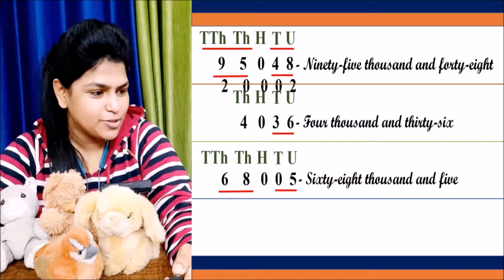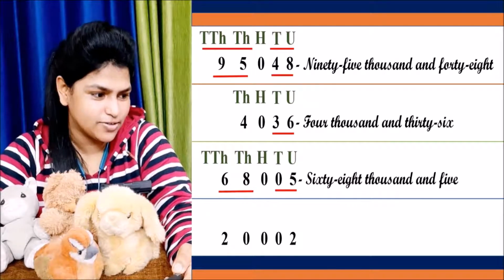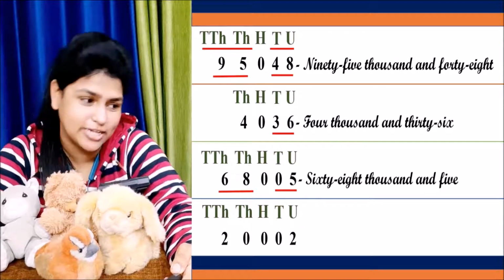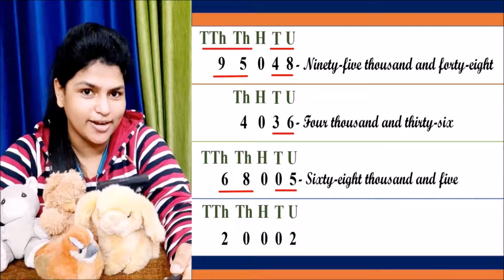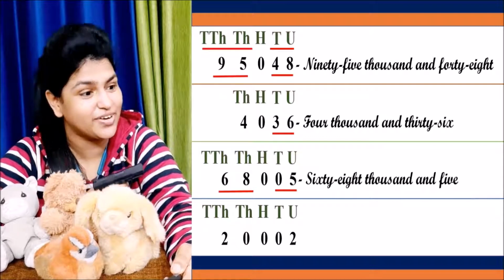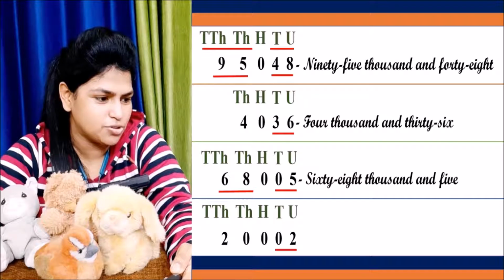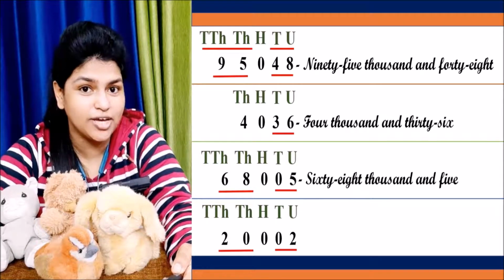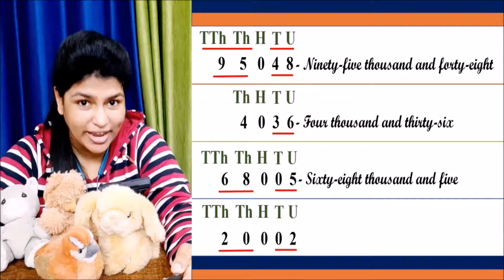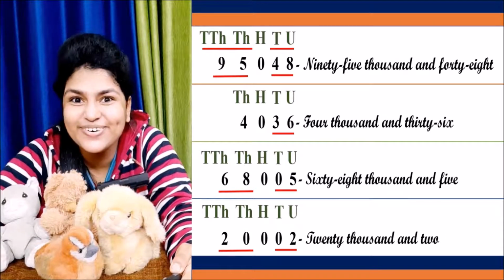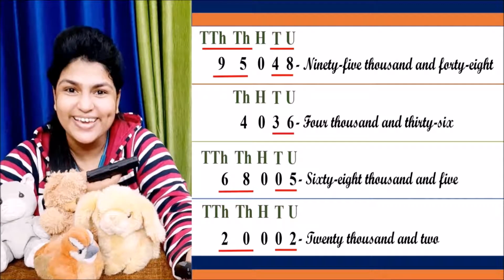Next number, 20002. Let's write the Urdu code and this is a 5-digit number, so to 10,000. Shoot three times. Come on, let's underline the friends, 0 and 2, 2 and 0. So we take them together, 20. So 20,000, shoot, and 2. Correct. Easy, right?